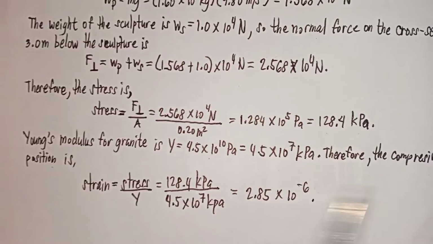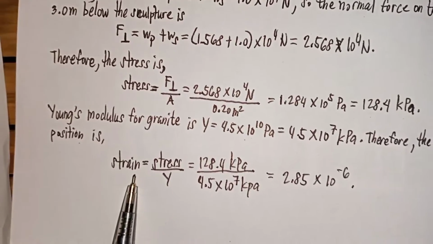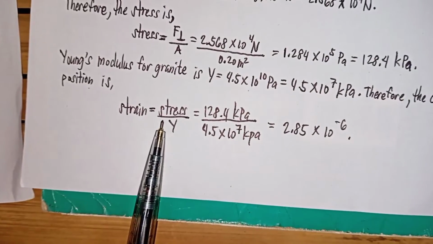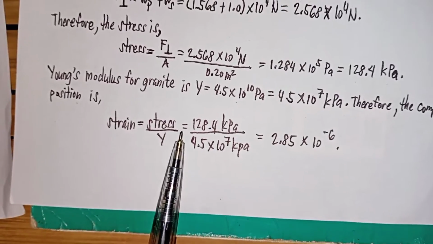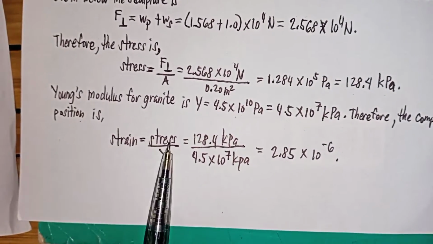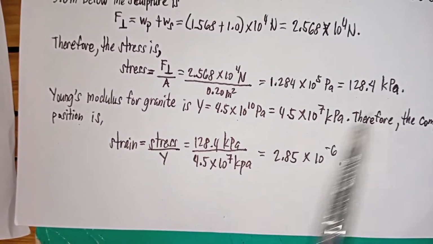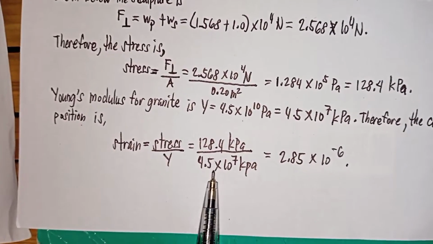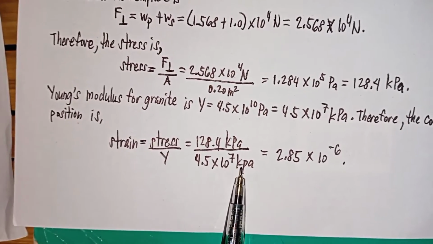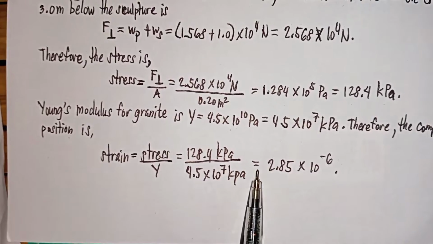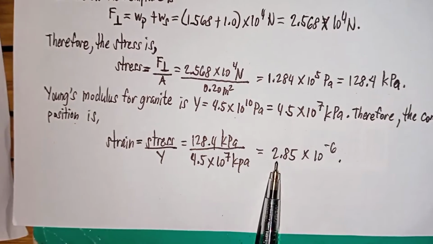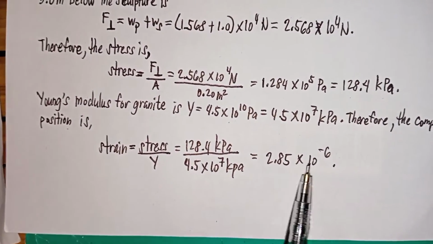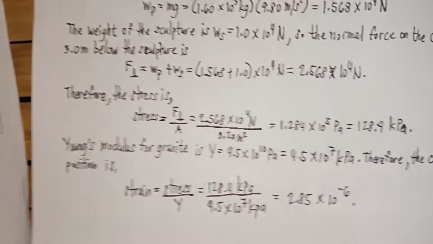Therefore, the compressive strain at this position is strain equals stress over Y, the value of stress, which is 128.4 kilopascals over 4.5 times 10 to the power of 7 kilopascals. So the result is 2.85 times 10 to the power of negative 6.